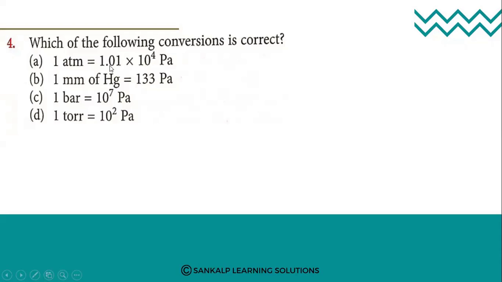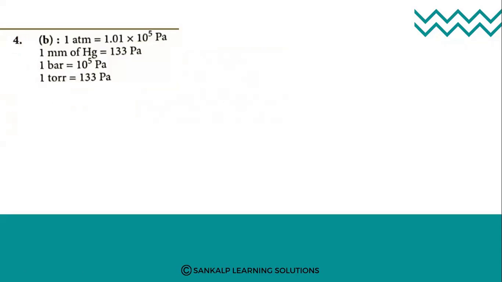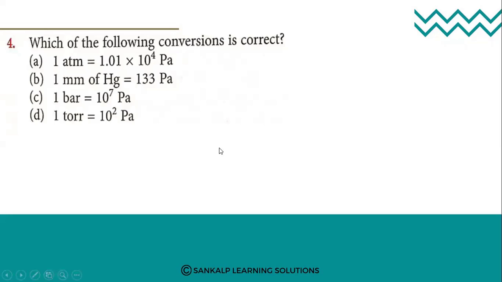1 atmosphere is equal to 1.01 into 10 raised to 4 Pascal. 1 mm of Hg is equal to 133 Pascal. 1 bar is equal to 10 to the power of 7 Pascal. Or 1 torr is equal to 10 to the power of 2 Pascal. Here, which conversion is right? Option B is the right conversion, that is 1 mm of Hg is equal to 133 Pascal.